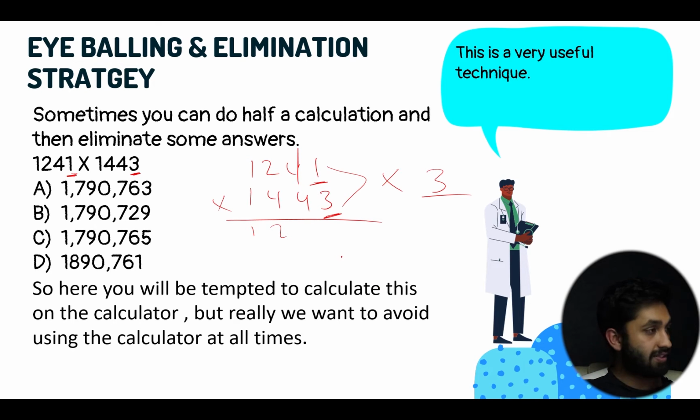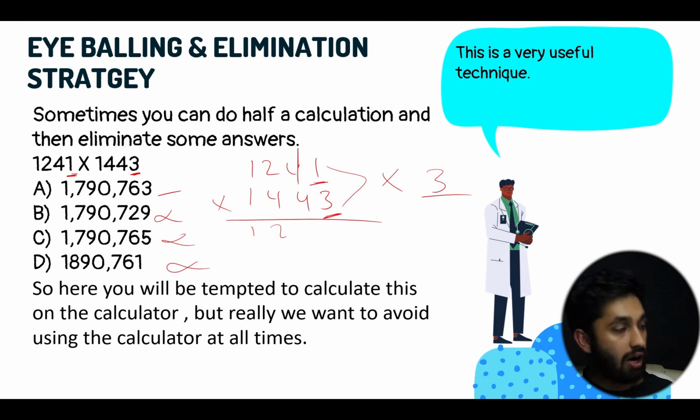Now for the final answer, the last digit will be 3. So then we look in the answer options and we see, okay, which one ends in a 3? Sometimes you might get 2 answers which end in a 3. Well, that's good because now you have a 50-50 probability of getting it right. And sometimes you might only have 1 answer which ends in a 3, and there we have it. That will be your answer. So you don't really need to do this on the calculator. You can simply eliminate the rest and A is your answer.